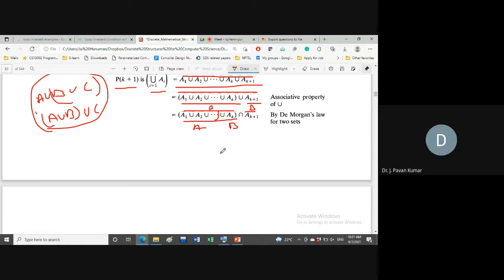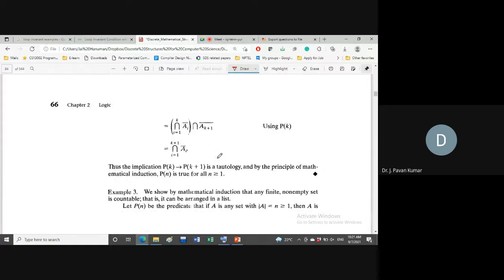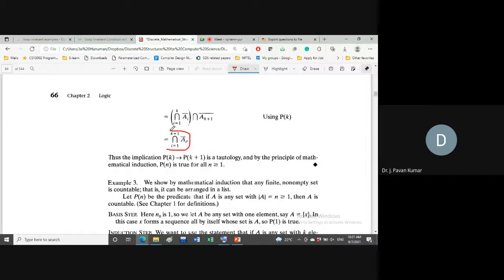Like that, if you continue further we will be getting A1 intersection A2 intersection A3 intersection and so on up to AK plus 1. I think this notation is known to you. Intersection i equal to 1 to k plus 1 means A1 bar intersection A2 bar intersection A3 bar intersection up to AK plus 1 bar. Is the notation clear to you?